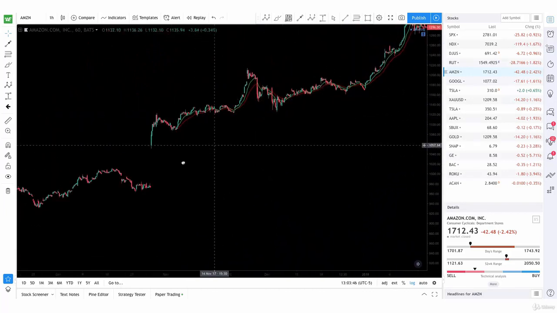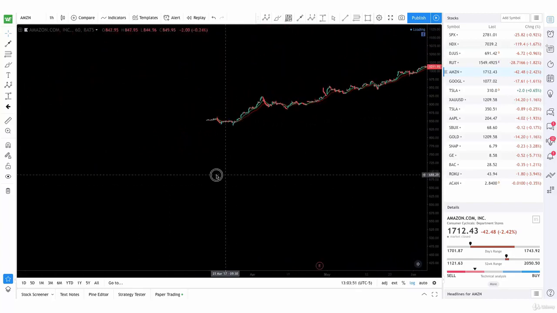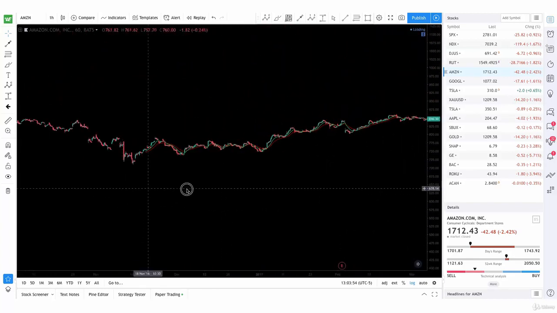Look at the same amount. Start at 300. It's way longer now because we're looking at hourly.